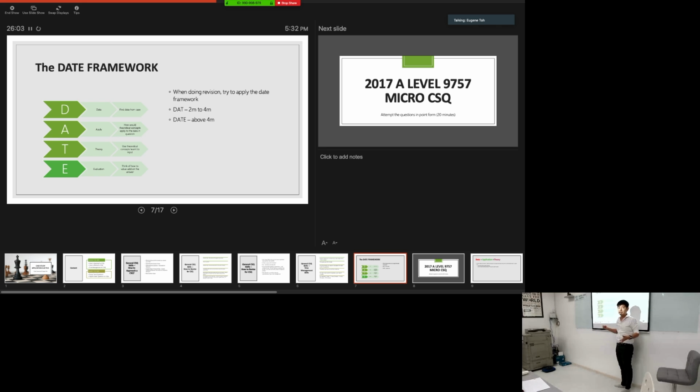So the D.A.T.E framework can be applied to almost every single question except the 1 mark question, usually a simple trend question or definition question, and that one not too much. Or a calculation question, there's usually 1 mark. If it is 2 marks and above, you will almost always need D.A.T. For 4 marks and above, you will almost always need D.A.T.E. Okay?